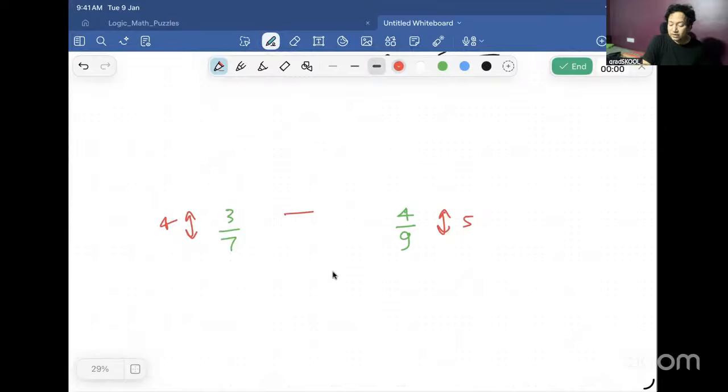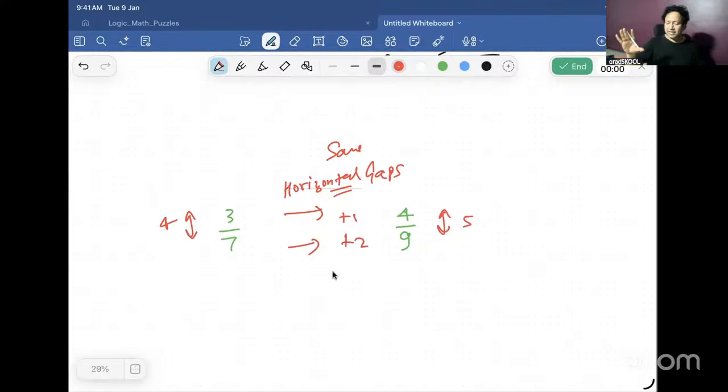And the moment I get the same horizontal gap, my life will be sorted because I know those rules, yes or no? So I want the same horizontal gaps, which I don't have here because 3 plus 1 is 4, 7 plus 2 is 9. What to do? Now you'll be surprised to know that the moment I equate the vertical gaps, the horizontal gaps become the same automatically.